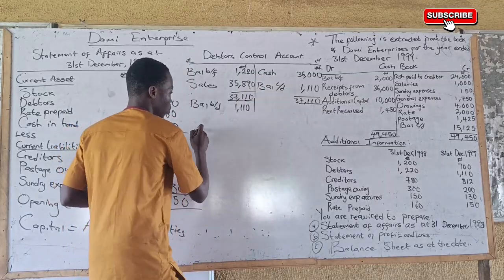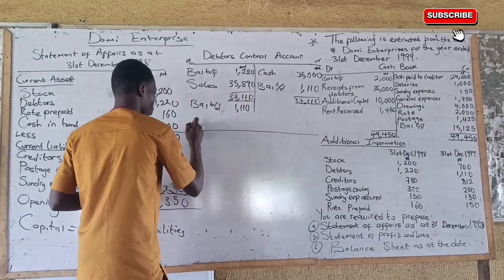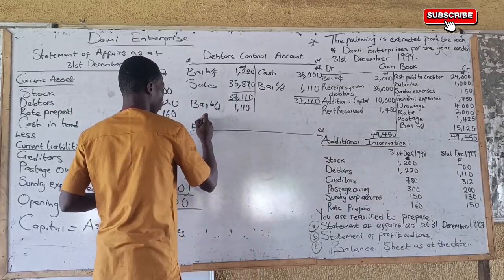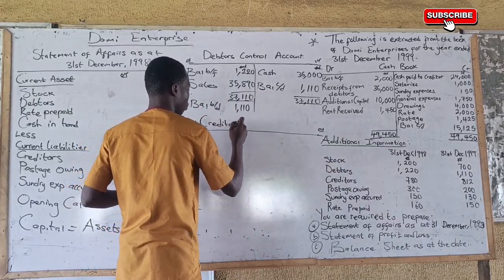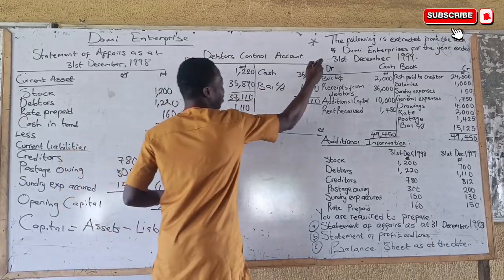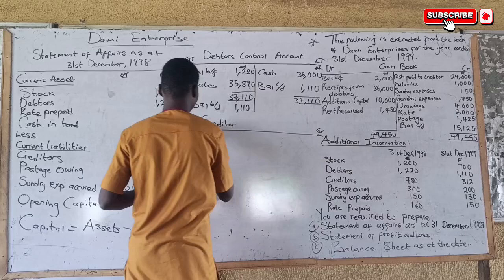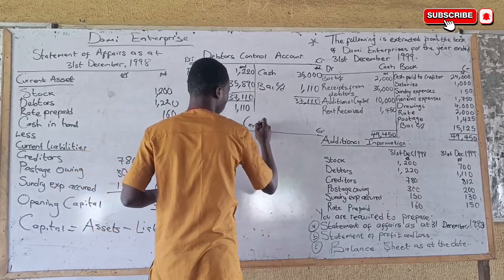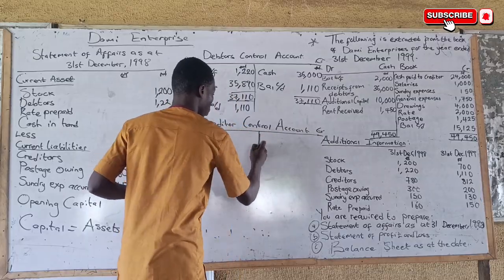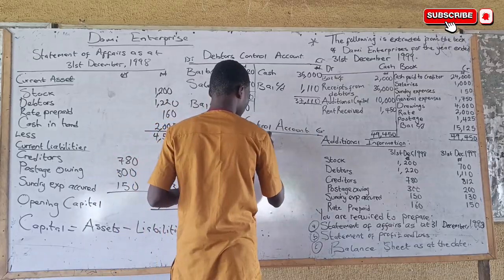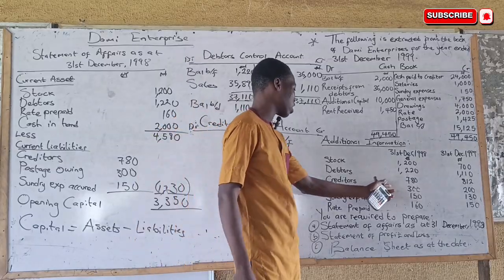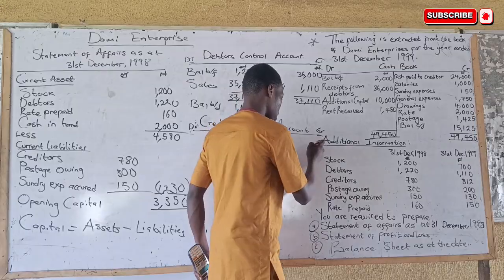Now for the purchases, we are going to prepare the creditors control account. Creditors, sorry, it should be debit and credit, not the naira. Creditors control account. And we know that the creditors has a credit balance. Our balance brought forward, the balance of the creditors at the beginning, is 780.